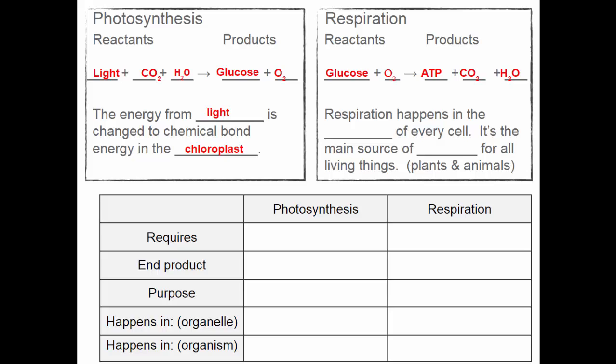So respiration happens in what organelle? Mitochondria of every cell, and it's the main source of energy. Almost all living things go through this process of respiration. We do. Do plants? Yes. They do. They make glucose, but then they need to convert the glucose to ATP, so they go through both processes. So this is how living things produce ATP.